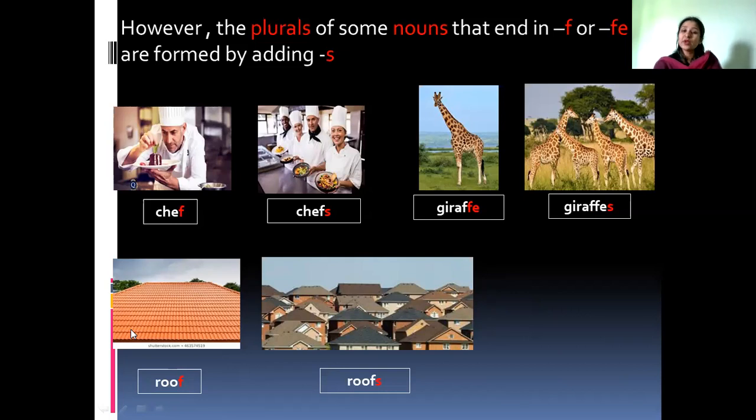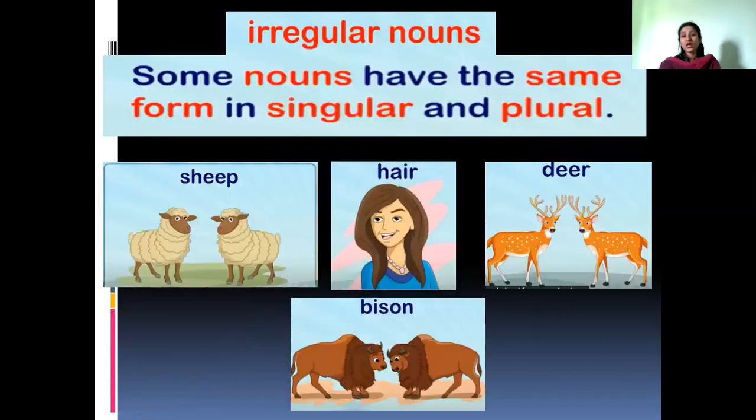Don't worry. Some nouns are irregular nouns. That means sheep. What is the plural form of sheep? Sheep only. We should not join S, IES or VES. If a single sheep is there, sheep. If more than one sheep is there, sheep only. Hair, one hair or more than one hair, also hair. So singular and plural forms are the same.